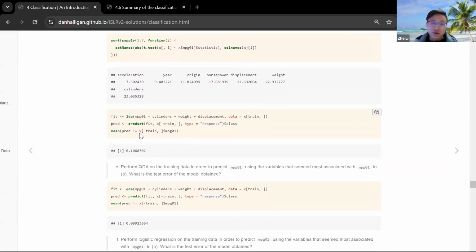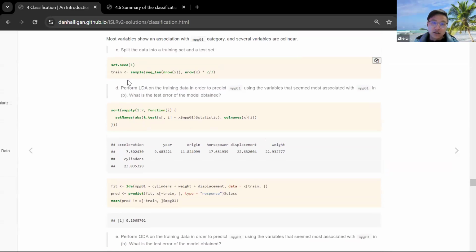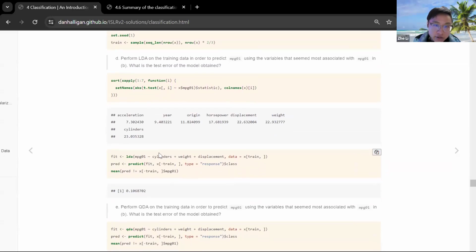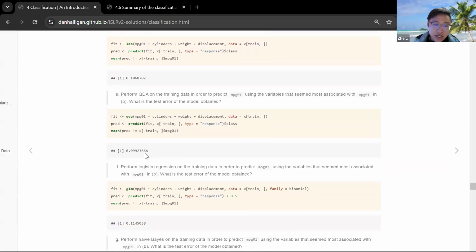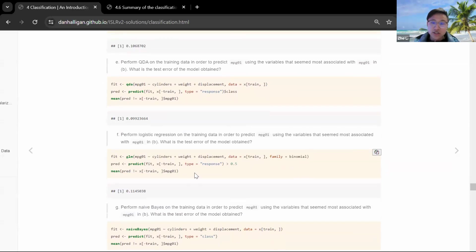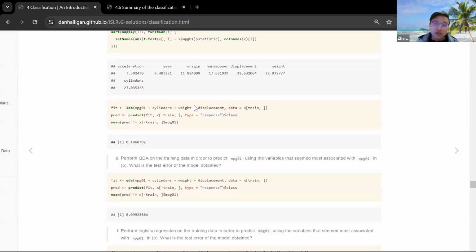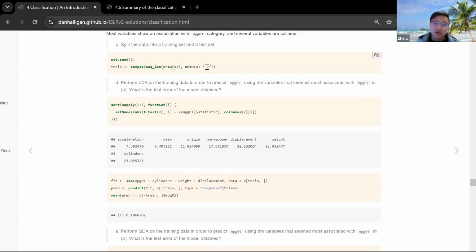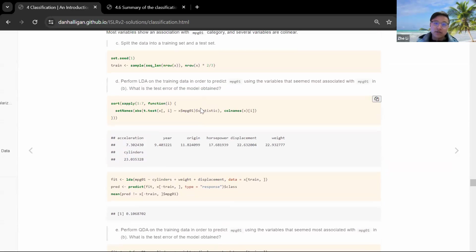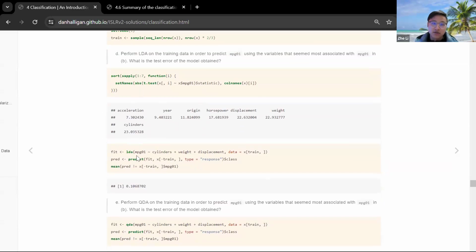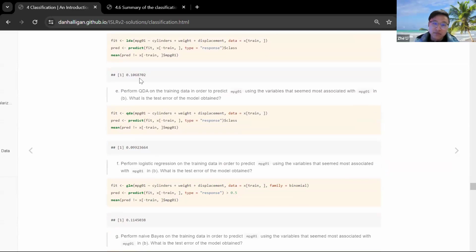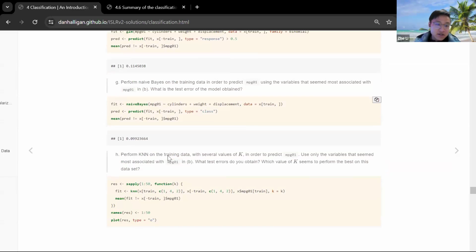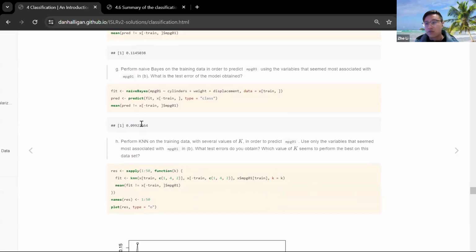My prediction of each model, the LDA, the logistic, and the QDA, they are all the same. Their performance is all the same. I don't know why, but if you split it as just 2/3, just 66%, there is a slight difference, but not a lot. And if you use naive Bayes, they have a different result here.